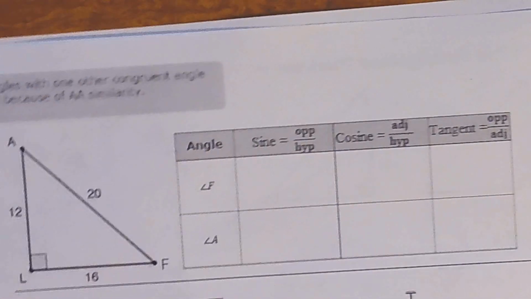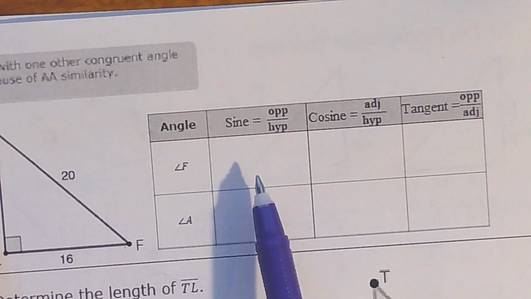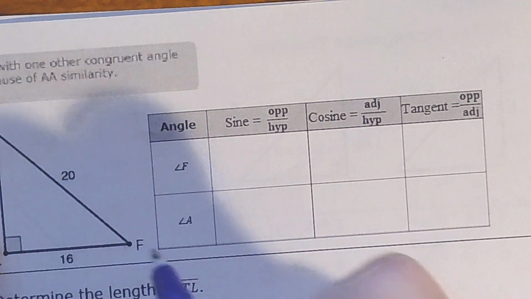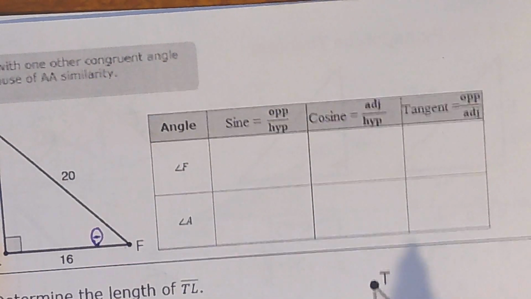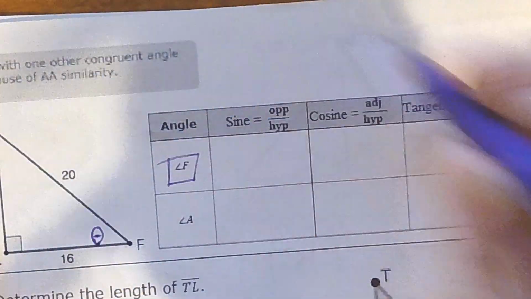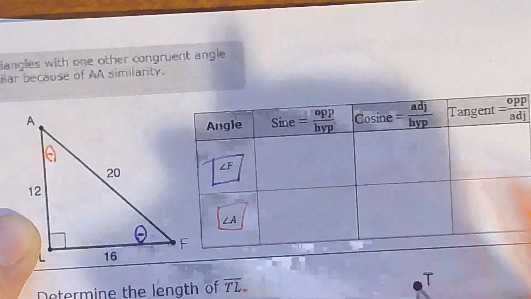All right, so we're given that for these two angles, we'll say that angle F is theta. Orange theta is angle F, purple theta is angle F, and orange theta is angle A. Okay, so what do we say? Our hypotenuse is always, let's just not take that approach.